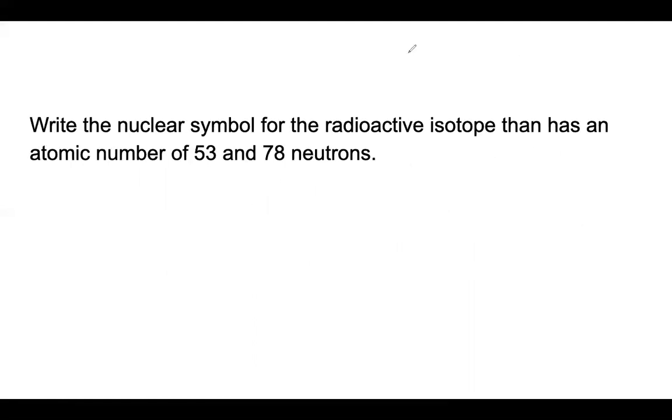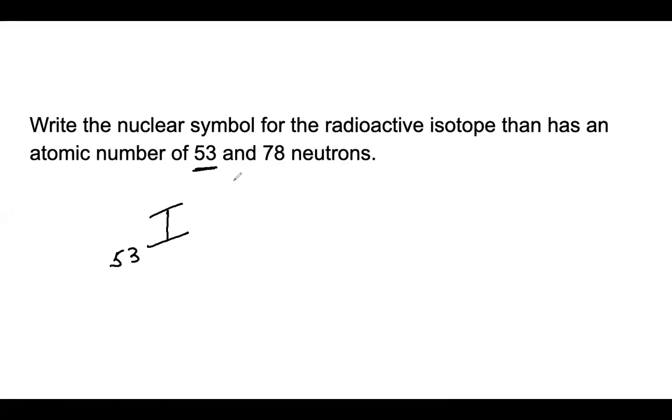Write the nuclear symbol for the radioactive isotope that has an atomic number of 53 and 78 neutrons. Okay, so now we're given the atomic number. To get the nuclear symbol, we need the symbol of the element. So we go to the periodic table and look for element number 53. And we see that that is iodine. So iodine's element symbol is I. 53 protons, we can put 53 down here. And then we have 78 neutrons.